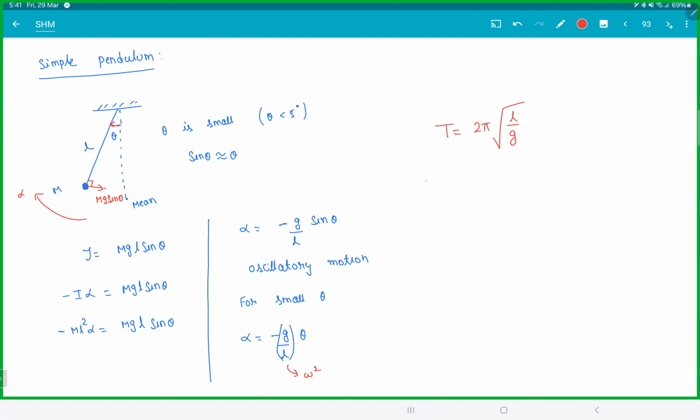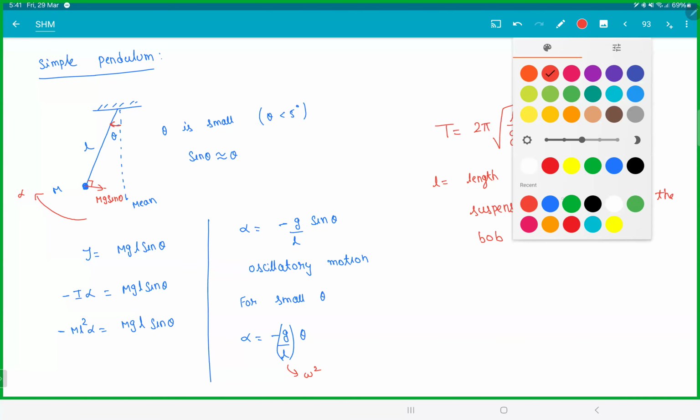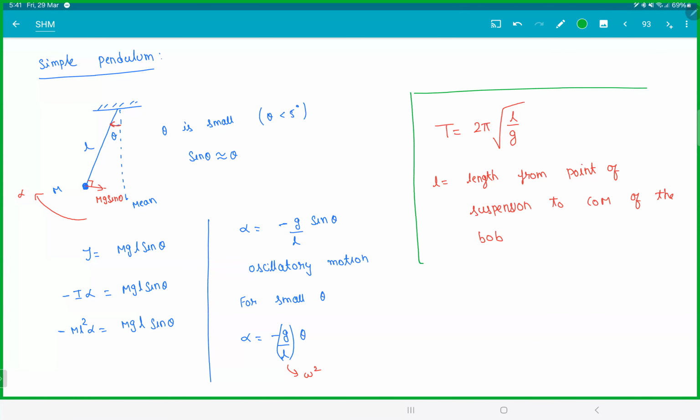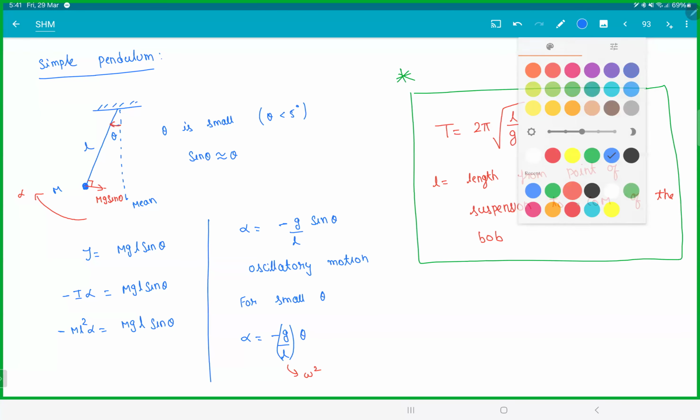where L is the length from the point of suspension. There are variations on this, we will be seeing later on. Center of mass of the bob. Have a look at this.